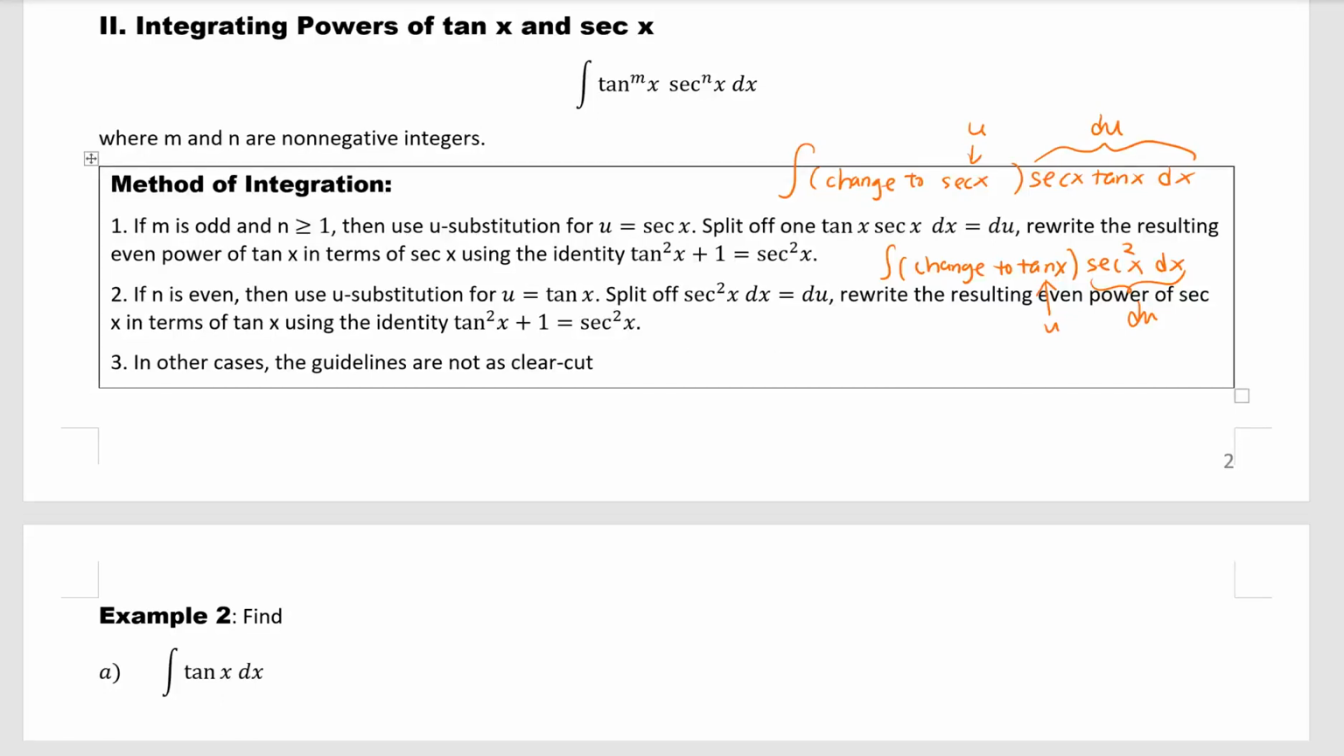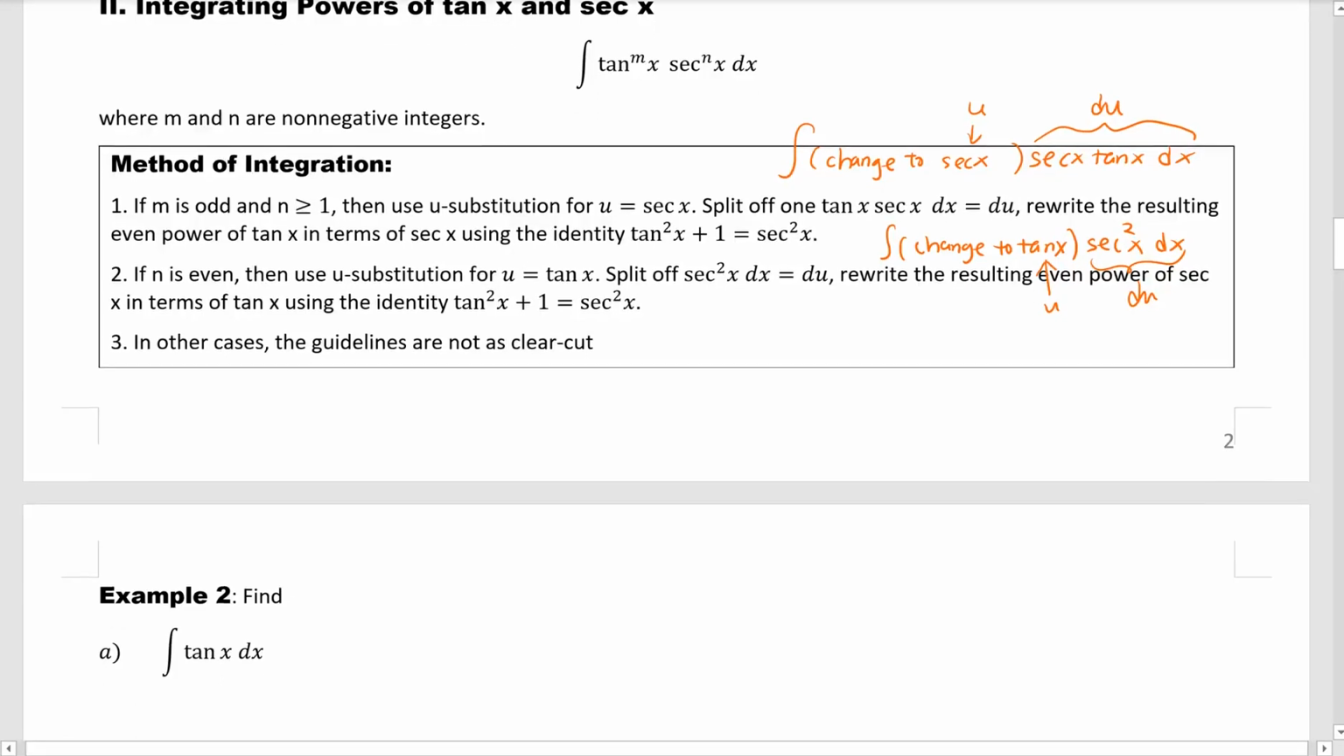So far, so good. And the third case means when the power of tangent is even and the power of secant is odd. In this case, it really depends on the problem. And today we will do some examples and I can teach you some tricks. Okay? But the guideline is not as clear as the previous case, you know, for the products of powers of sine and cosine, we have the double angle formula here.